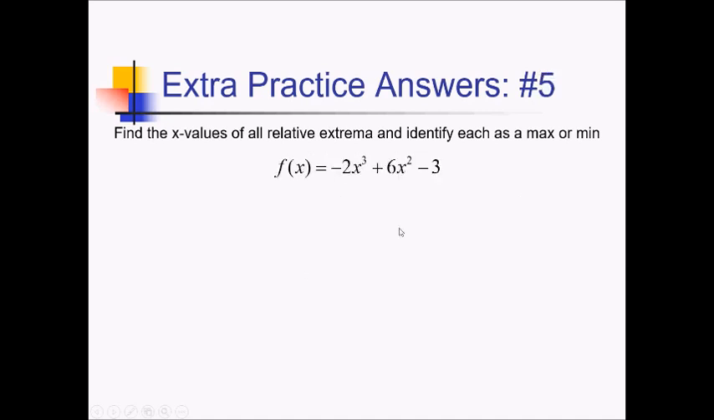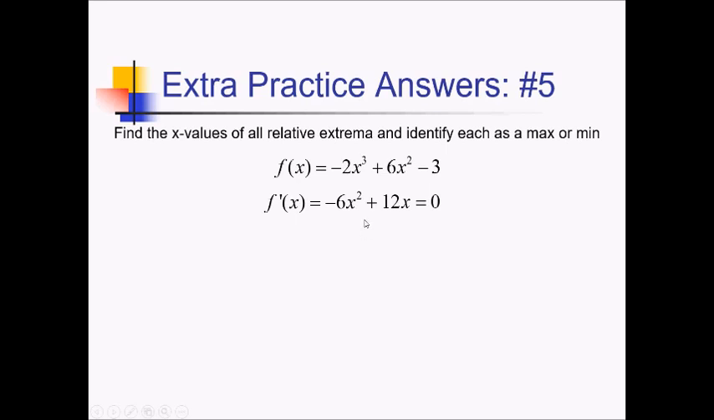For this problem, I'm trying to find relative mins and maxes for this polynomial. So I need to know where f prime changes sign, which means I need to know what f prime is. So taking my first derivative, that's going to be negative 6x squared plus 12x, and then that 3 is going to be 0. So I'm going to set this equal to 0 and solve for critical values.